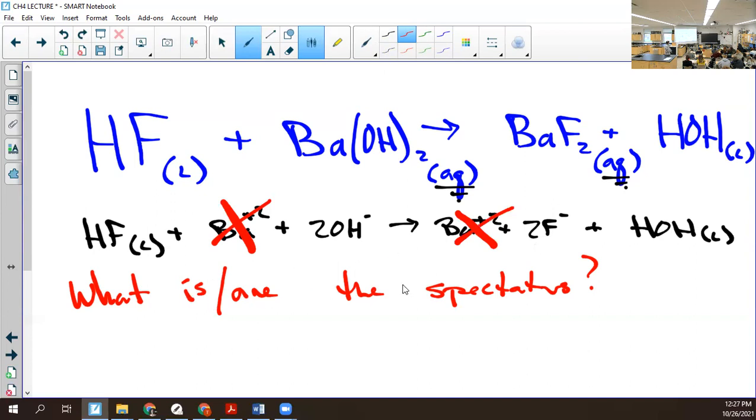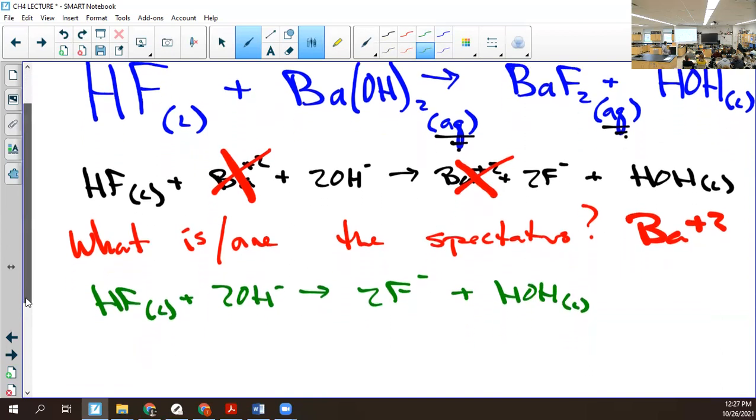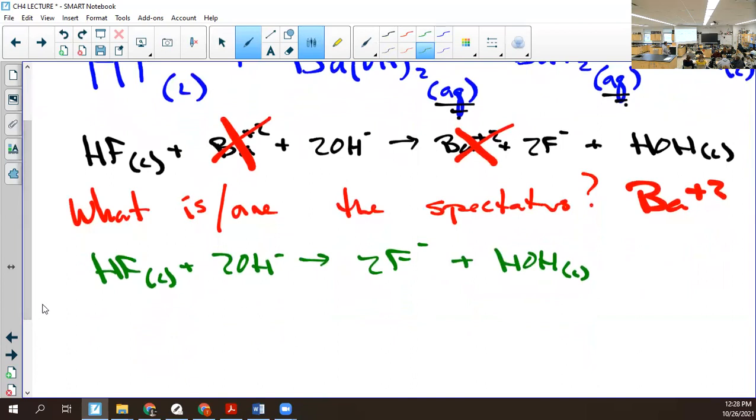So which are the spectators? That would be Ba plus 2, right? The net ionic equation would be HF liquid plus 2OH minus goes to 2F minus plus HOH liquid. And I do have a problem right here. What's my problem right now? It's not balanced. So I'm going to need a 2 here and a 2 here.